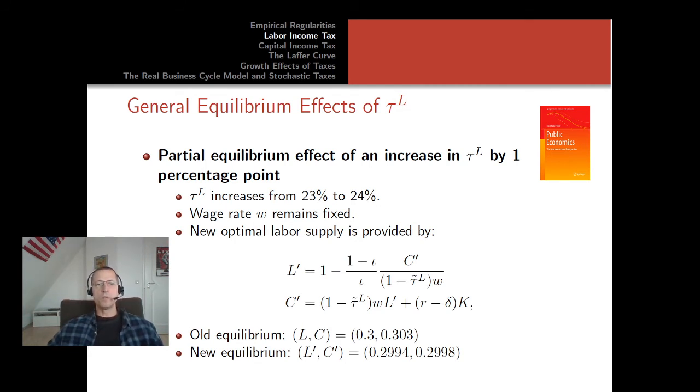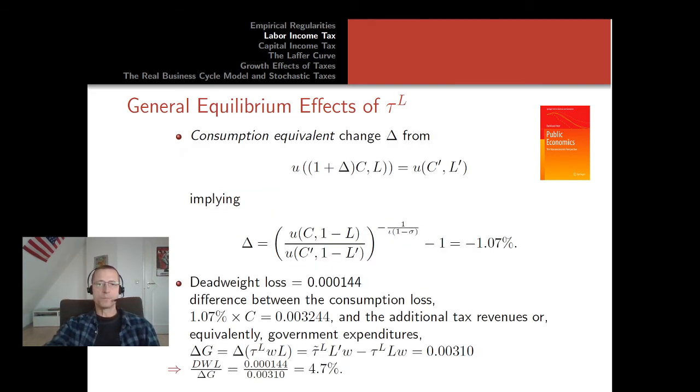So the old equilibrium, the steady state, is characterized by labor supply equal to 30%, implying consumption C equal to 0.3. And in the new equilibrium, these two values amount to 0.2994 for the labor supply L prime and 0.2998 for consumption C prime.